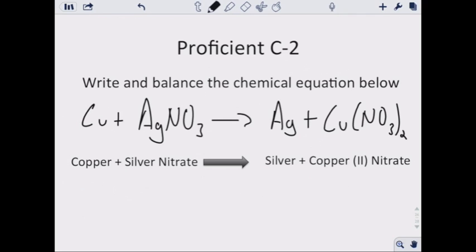When we're doing this, what elements do we have? Well, I'm going to treat copper, silver, and then I'm going to treat nitrate as one thing. Why am I going to treat it as one thing? Because I see it on the products and the reactants and it doesn't change. If I saw that the nitrogen and oxygen broke up, then I would not treat them as one thing.